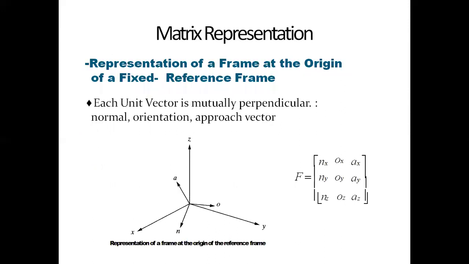The next thing we have to do is the matrix representation. So the representation of a frame at the origin, which is to be fixed over here, is named as a reference frame. Each unit vector will be mutually perpendicular. So we'll have normal, orientation and approach vectors. We'll have the origin of the reference frame over there. And next, we'll have x, y, z with the values of a, o, and n. So all these factors: n with respect to x, y, and z, similarly o with respect to x, y, and z, and a with respect to x, y, and z overall.